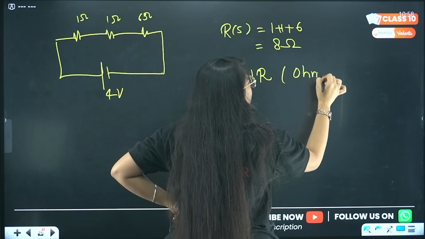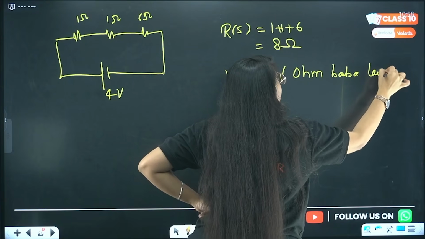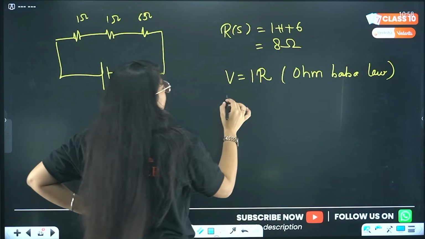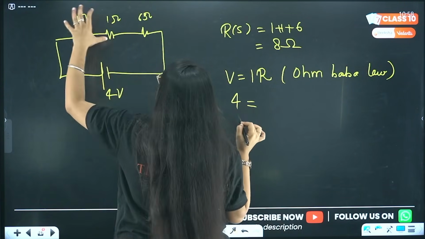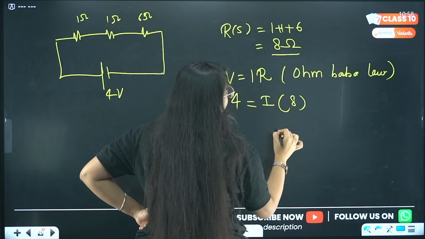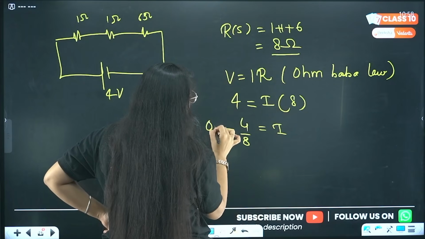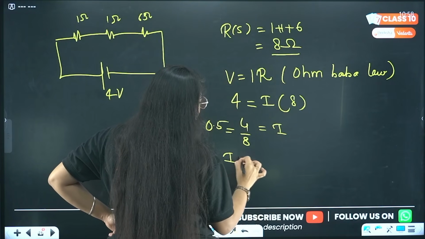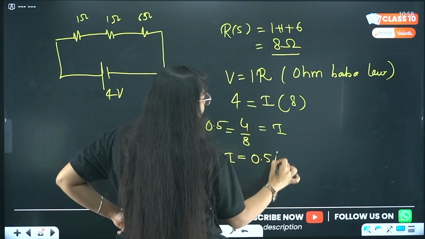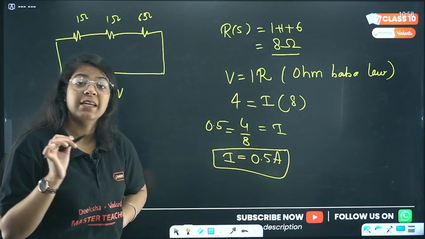And now Ohm's law. Ohm told us that V equals IR. So V is how much? 4. We have to find I and resistance is 8 ohm. So I will be 4 by 8, that means 0.5. So I is 0.5 ampere. Do not forget the SI units.